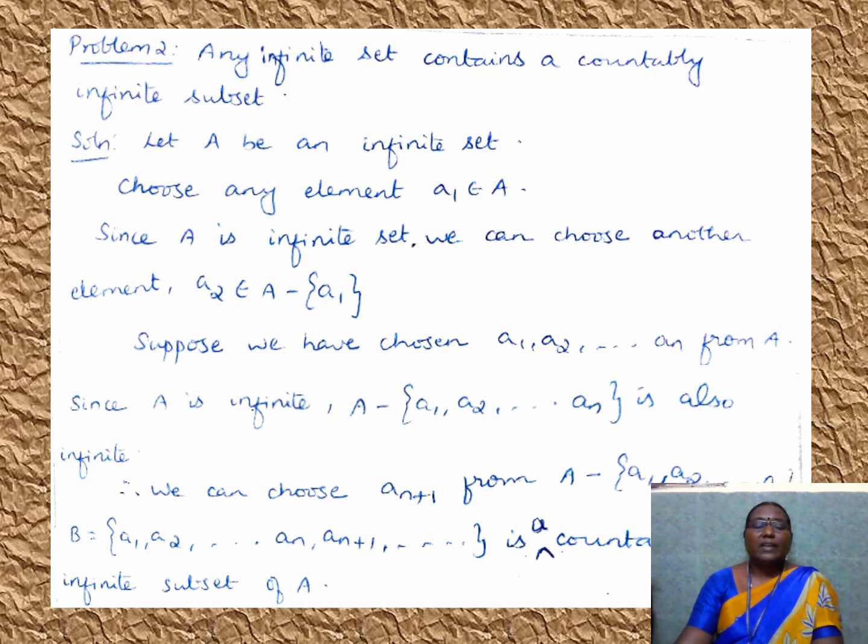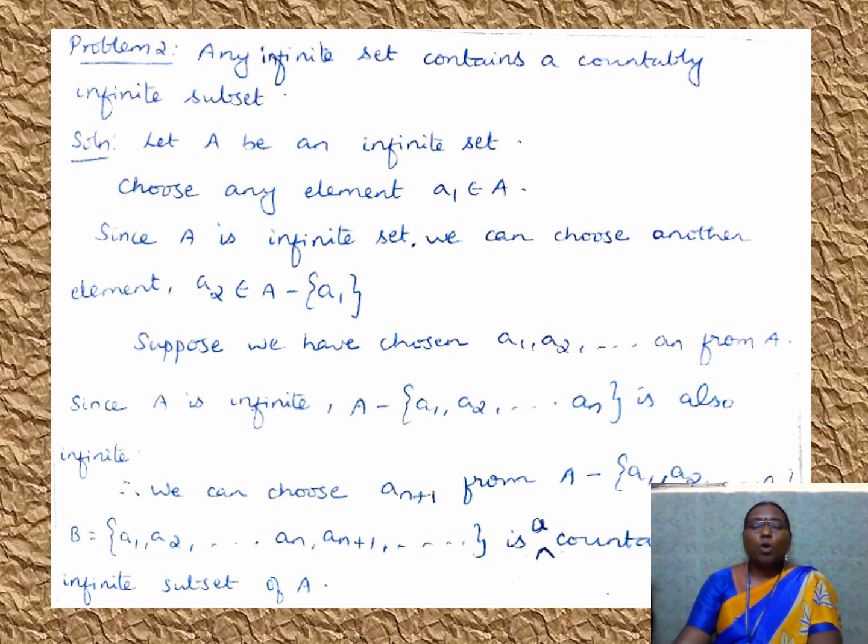So I can find the set B, which is a1, a2, etc., an, etc. So where can the elements of B be taken from? Yes, they are taken from the set A. So B is a subset of A. Since the elements of B are listed as a1, a2, etc., an, etc., this B is countably infinite. So we are satisfying our statement: any infinite set contains a countably infinite subset.